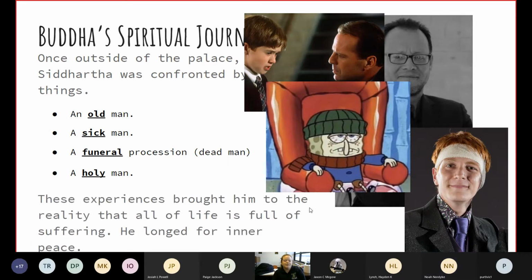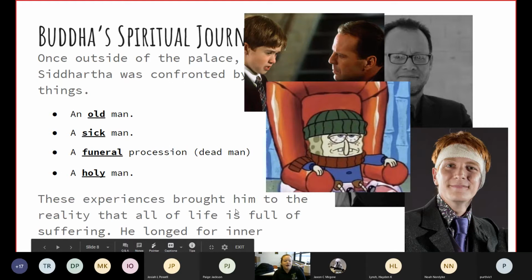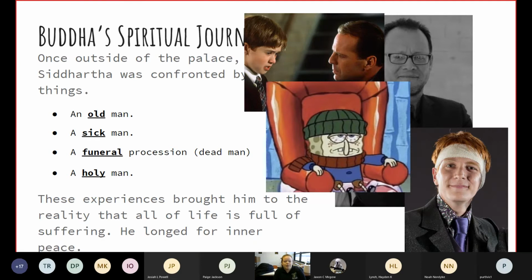And so these experiences brought him to the reality that all of life is full of suffering. He longed for inner peace. Seeing an old man, a sick man, a funeral, and a holy man, he realizes that life is full of suffering, and he had been sheltered from that his whole life. He thought that everybody lived as he did inside the palace, and he didn't realize there are poor people and people that get sick. That had to be a tough moment for Siddhartha, and so he realizes that everything in life is full of suffering.